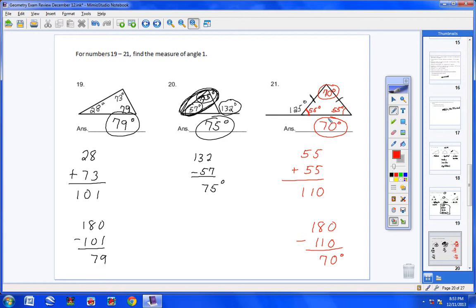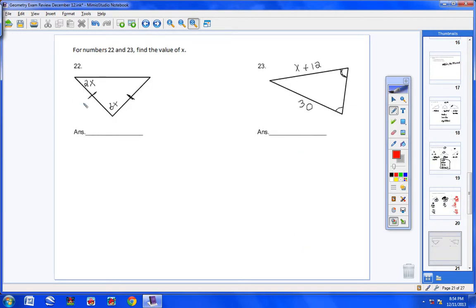So we reviewed three things. We reviewed that the three angles inside of a triangle add up to 180. We reviewed that the exterior angle of a triangle is equal to the sum of the two interior angles. And we reviewed that whenever two sides of a triangle are congruent, their opposite angles are congruent. Now let's continue on. We're going to apply that same principle here to number 22.